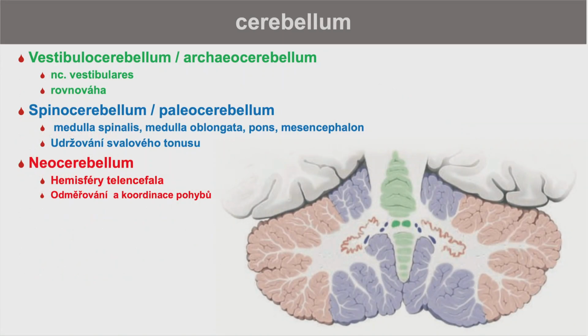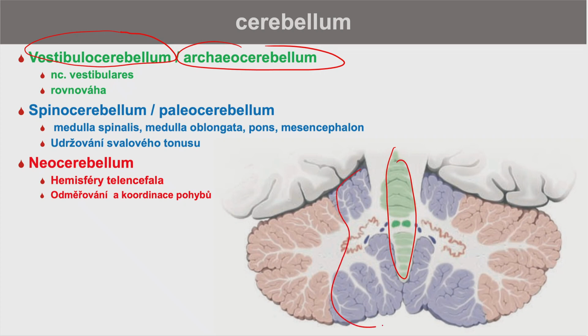The cerebellum is divided into 3 parts from development, and we can also observe 3 levels of functions. The green one is called the vestibulocerebellum or archaeocerebellum, the more archaic part, which is related to the maintenance of balance. Then it is associated and connected to the vestibular nuclei and vestibular apparatus. This is this one.